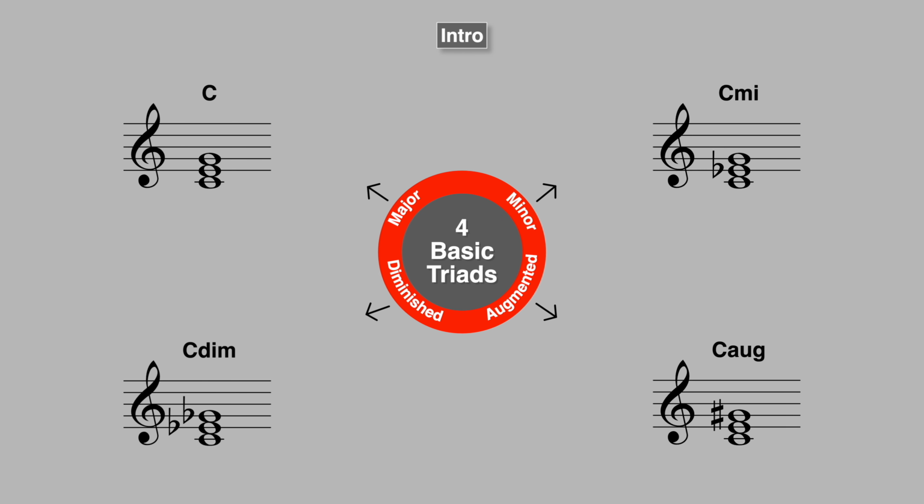The four basic triads are major, minor, diminished, and augmented. These are the most fundamental types of chords, each with a unique sound and structure determined by the intervals between their root, third, and fifth notes. In this video, you'll learn what a triad is and how to construct each of the four basic triads from the root note of C. We'll also invert each triad, which alters their internal intervals.